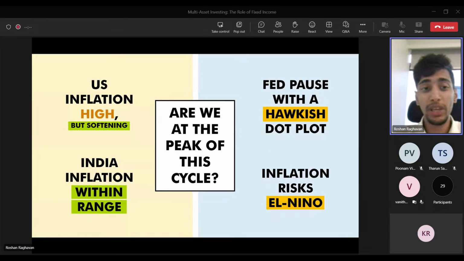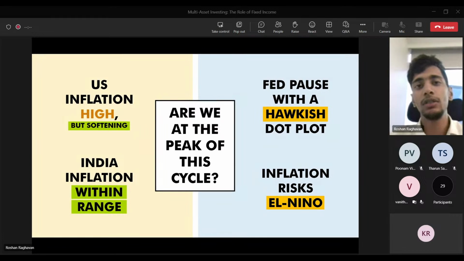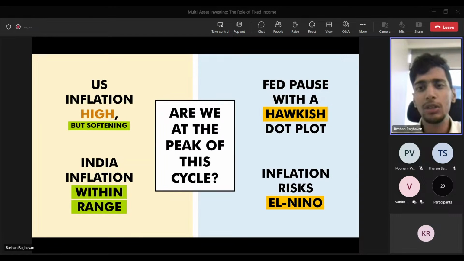Now, this is a question we get a lot. So, are we at the interest rate peak today? Right. So, where are we in today's fixed income cycle? So, let's look at two aspects. Let's look at the US and let's look at domestic fixed income.